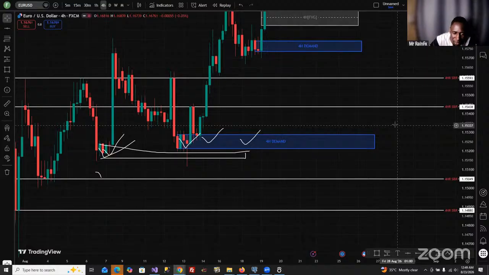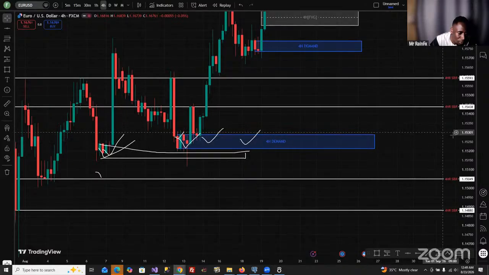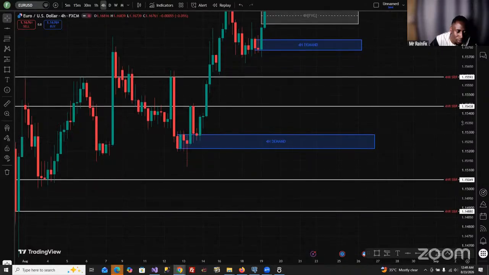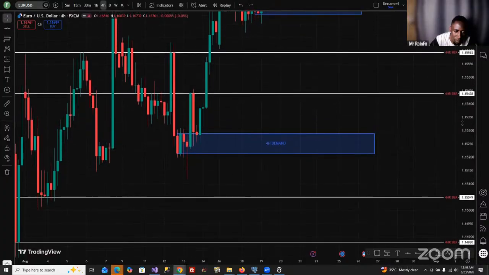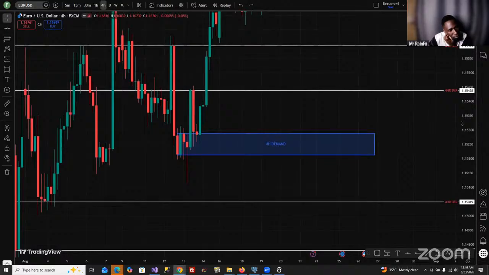So here, if you stretch this chart, you can now draw your demand very well. If you stretch this chart, make it big. That way.